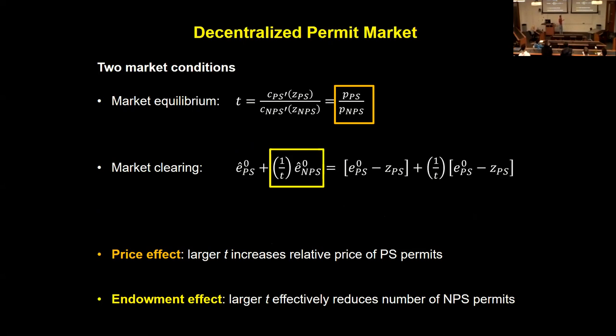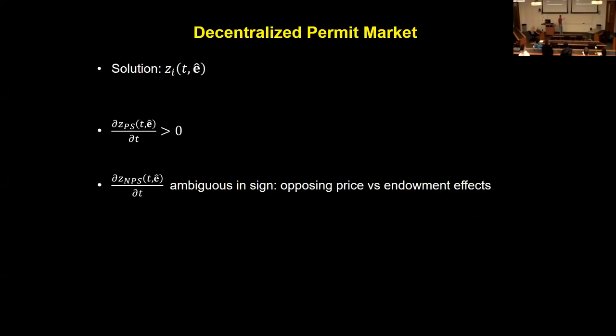So there's two effects. Price effect: a larger T increases the relative price of point source permits. Endowment effect: the larger T effectively reduces the number of non-point source permits. Just the permit endowment. We're going to be more interested in the effect of T on this response.